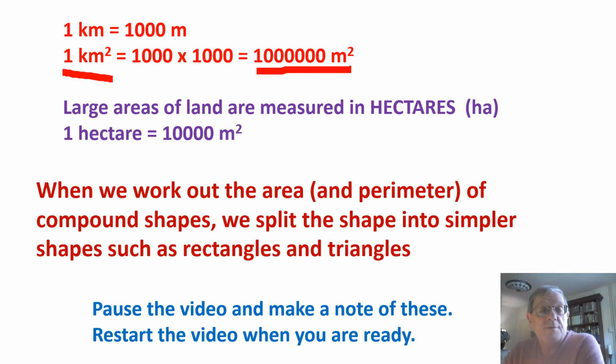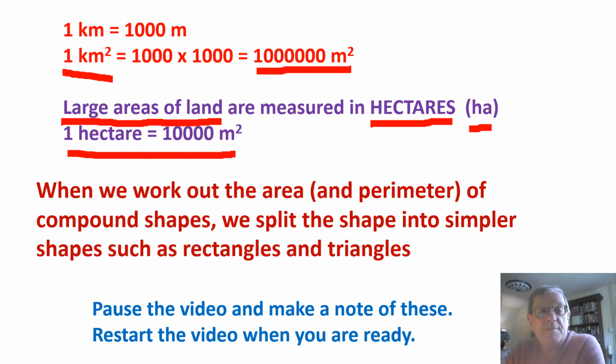So what we tend to do nowadays, for large areas of land, is use a unit called hectares. The unit is abbreviated to HA. Ha! So 1 hectare is 10,000 square metres.